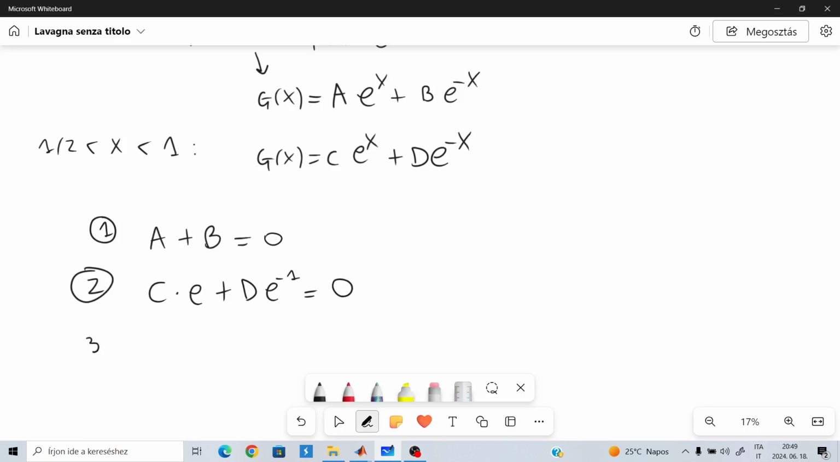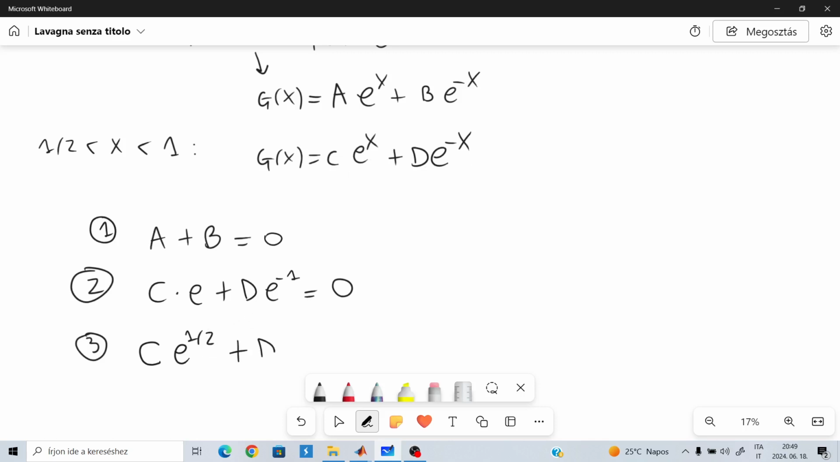Then we have the third condition. So we have g prime evaluated at 1/2 plus. When we calculate the derivative of the function at 1/2 plus, we have to consider this equation here. So we have c times e to the 1/2. When we take the limit, we can put 1/2 here because this function is continuous at 1/2. So instead of writing 1/2 plus, we have just 1/2.